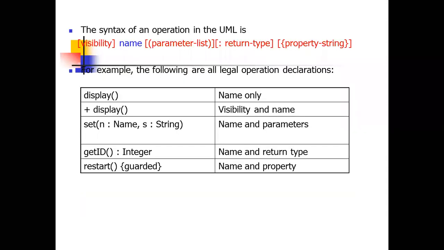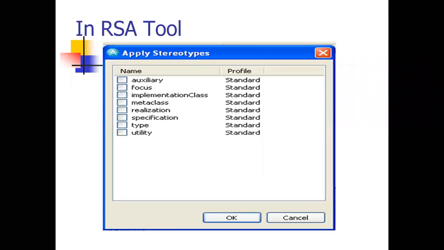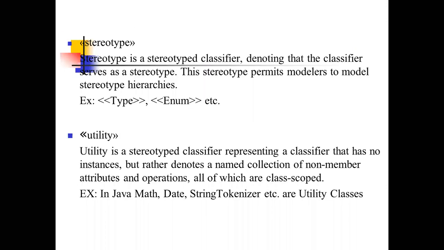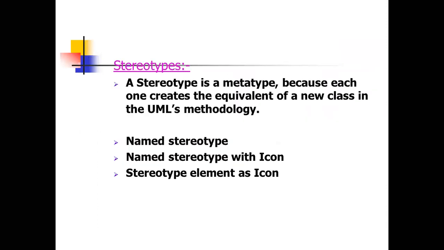Here you can see the example: visibility with name, and name and parameters. We have seen the modeling techniques, some common mechanisms. We have seen the stereotypes.